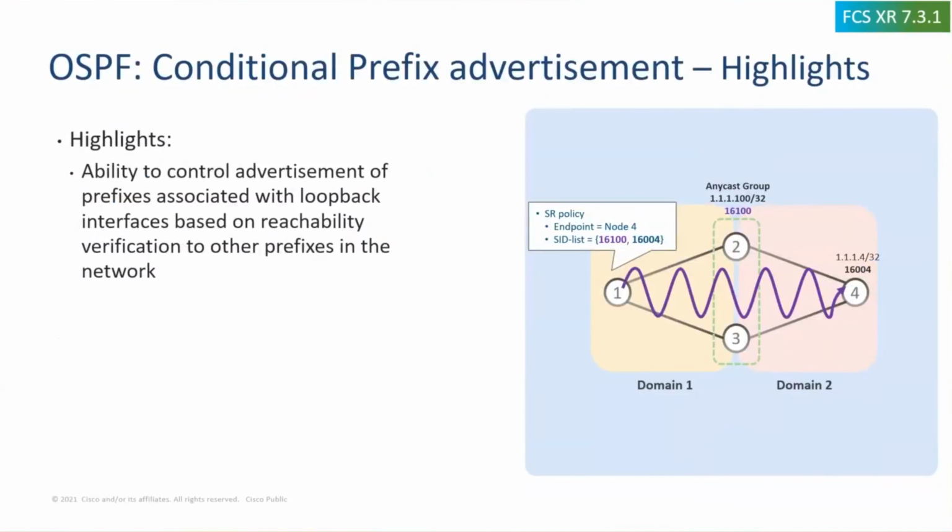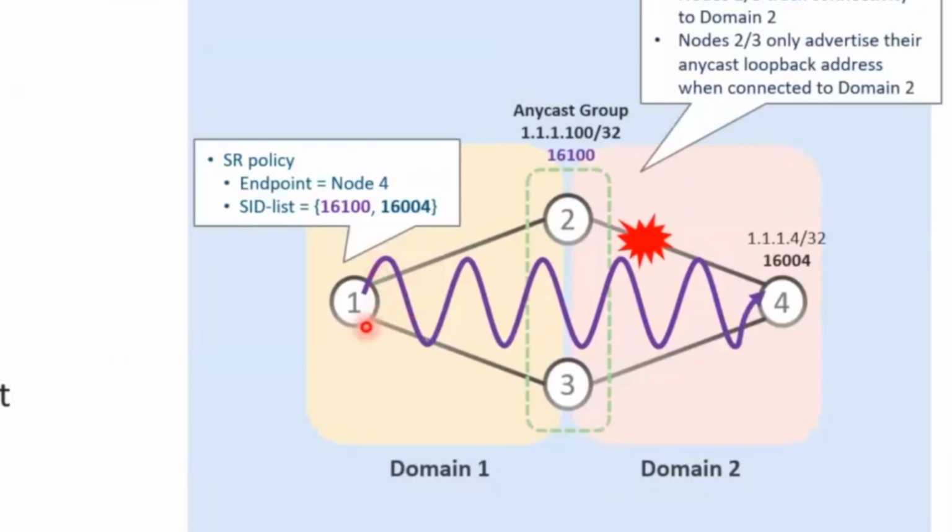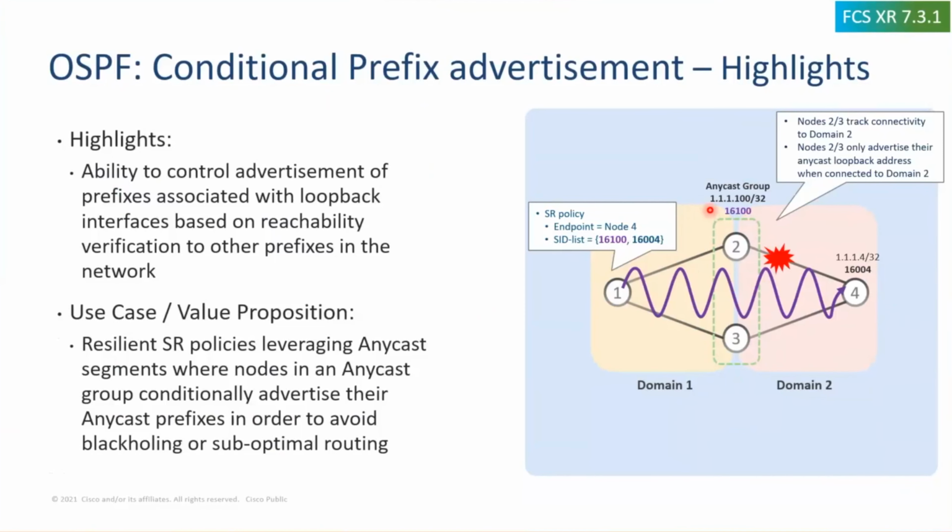Now, one of the leading use cases for this feature, when applied to segment routing, is, for example, as shown in the picture, having the ability to define a segment routing policy from, let's say, node 1 to node 4, where one of the segments, the first segment in this policy, is the prefix SID of an Anycast prefix between routers 2 and 3. So there is an Anycast group for the prefix 1.1.1.100 with a common segment routing prefix SID, 16100. This is going to allow the operator to have a highly resilient segment routing policy with load balancing that goes from 1 to 4.